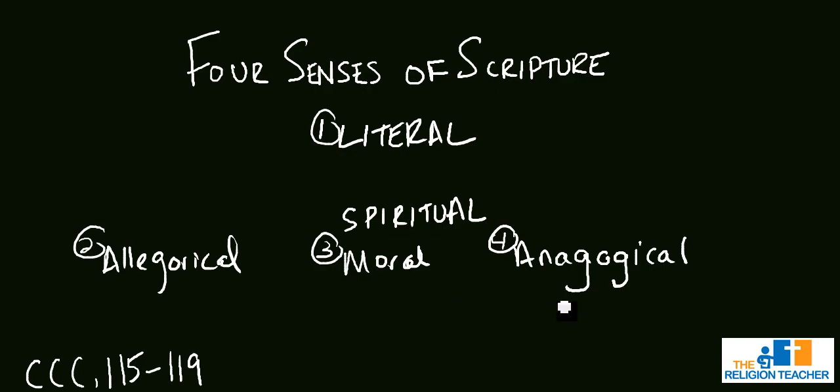And finally, anagogical, which is a little tough word to remember, but essentially it means the future sense of Scripture, or the sense of Scripture that points us towards heaven, points us towards the goal which we have to be in communion with God. And there's a number of parables that do this, the wedding feast parables. You can look at the book of Revelation. That's often used as the primary example of anagogical senses of Scripture.